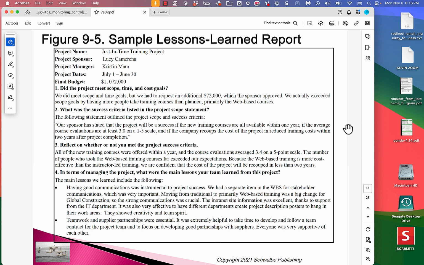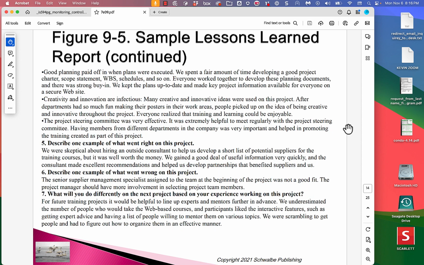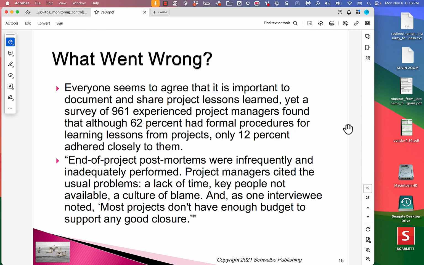Again, the point is to make all the points that you're allowed to make. The fact that you're not allowed to make all of them, because the organization is not ready to hear all of them, should not keep you from making the ones that the organization is ready to hear. More from the lessons learned report. Let's see what went wrong here.